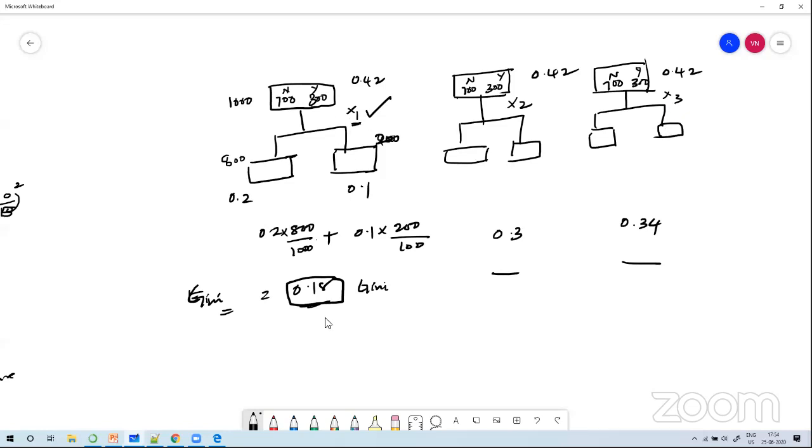Now you have the best split point with X1, which is giving you a Gini of 0.18. X2 is only giving 0.3. X3 is only giving 0.34. And that's how it decides at the root node: whichever variable gives the maximum difference between the Gini of the root node and the Gini of the child nodes, that variable will be allowed to make the split.